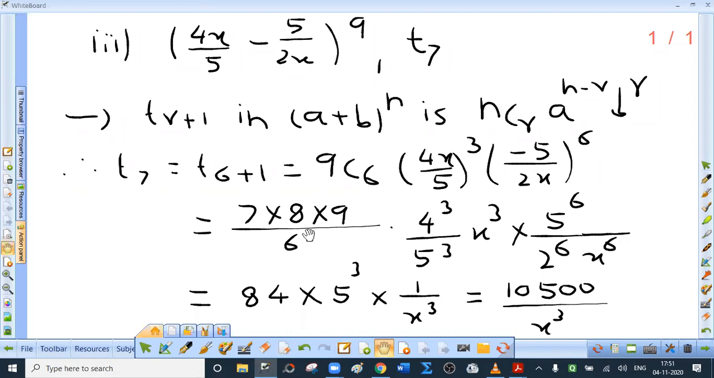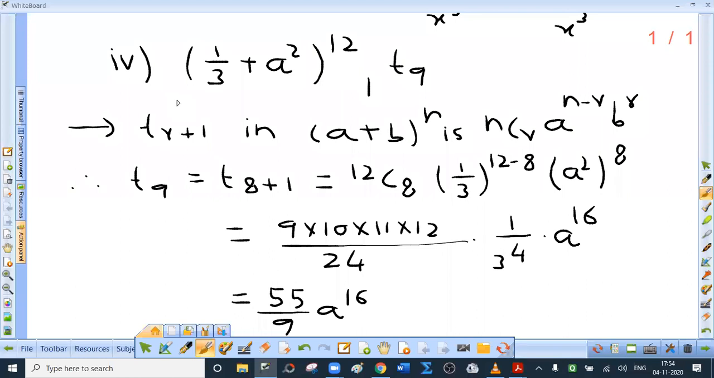Now 9C6 is this, 4³/(5³) x³ times (−5) raised to an even index, so it is positive, upon 2⁶x⁶. See, 4³ gets cancelled with 2⁶. 5⁶ upon 5³ is 5³. Now this is 84. 5³ is 125, into 84 is 10,500. x³ upon x⁶ is 1/x³. So this is the final answer.